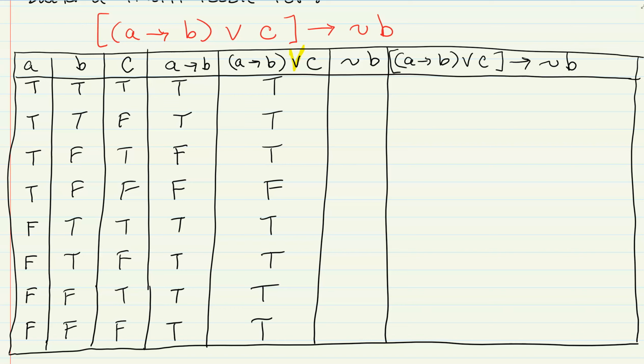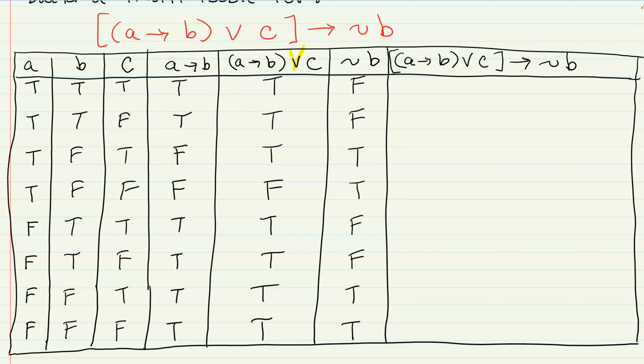Okay, and then not B. B is the second column. Not B would be the opposite truth value of whatever B is. So first we have false, false, true, true, false, false, true, true. The opposite of column 2.